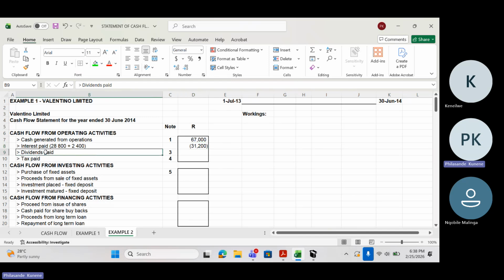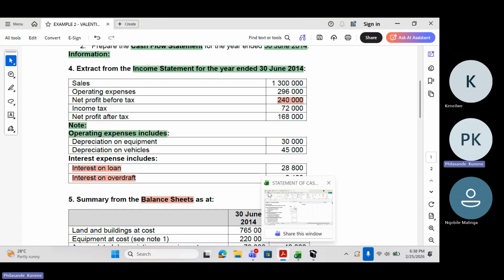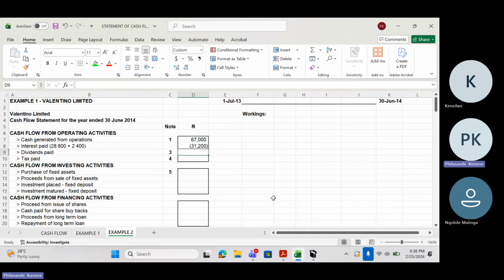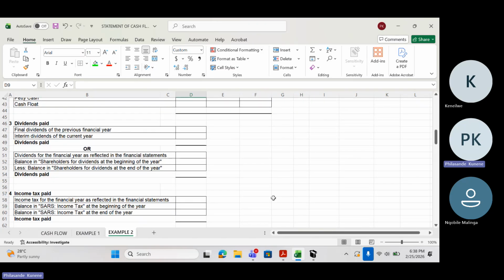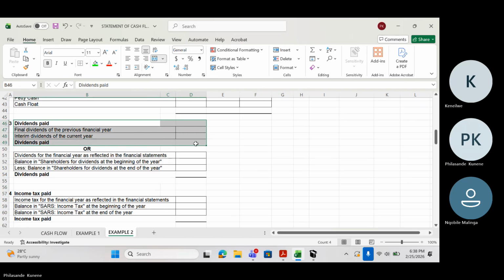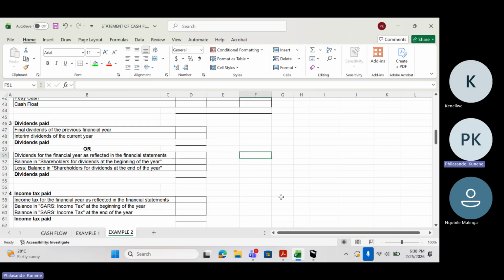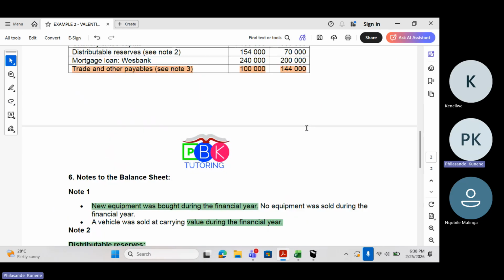Dividends paid. Now we need to go and check how much dividends paid we have. We do have a note that we spoke about for dividends paid, but I always encourage a T account if that becomes possible. But let's look at the note perspective for now. Final dividends of the previous financial year plus interim dividends of the current financial year. Let's go and check how much the final dividends of the previous financial year are.